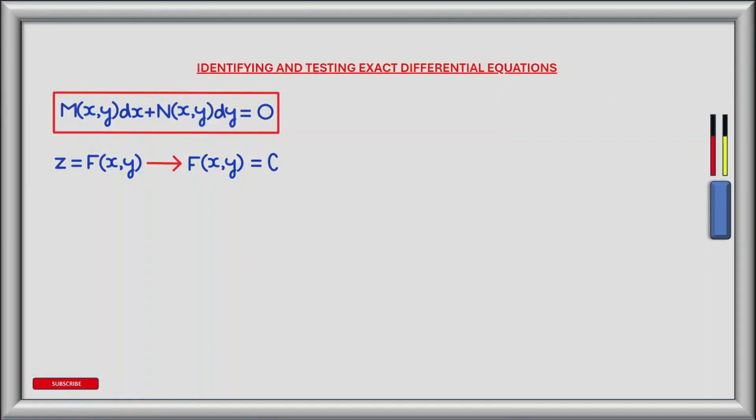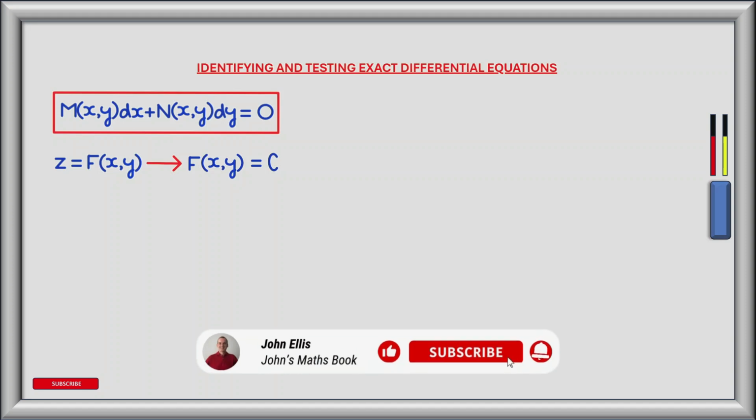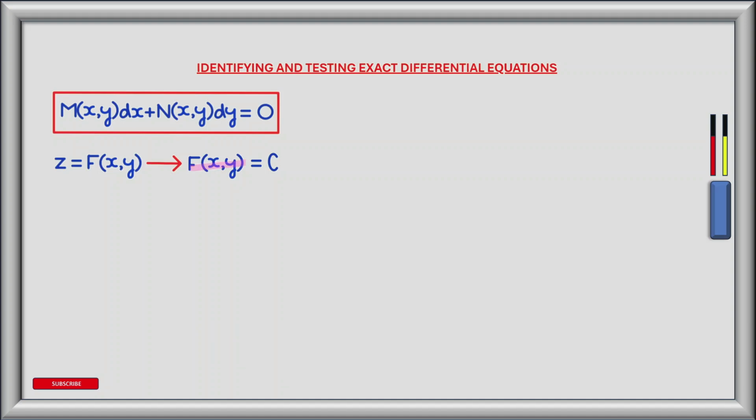Let's suppose we have a function z equals f of xy. And that function f of xy is continuous and differentiable across some region. Let's also suppose that we take a slice at some point on the z-axis and parallel to the xy plane, such that f of xy is equal to a constant c. To visualize this, let's look at a function in 3 dimensions.